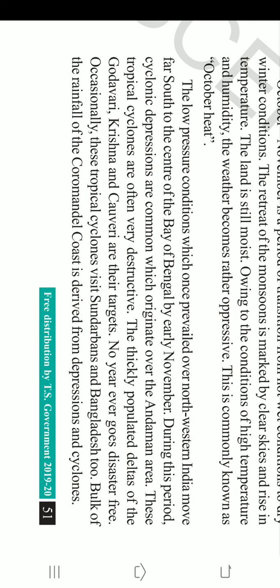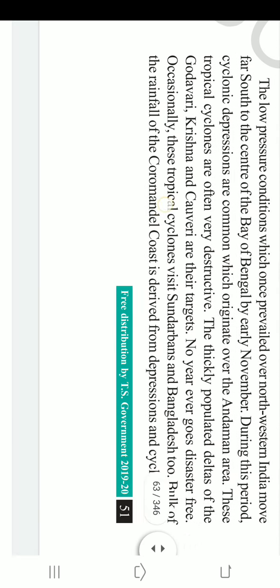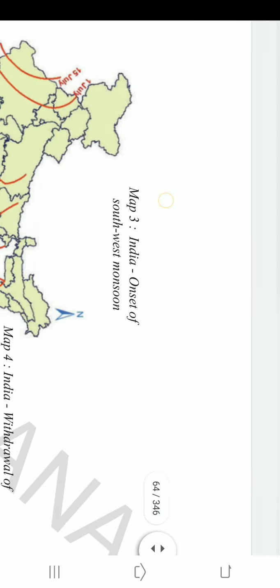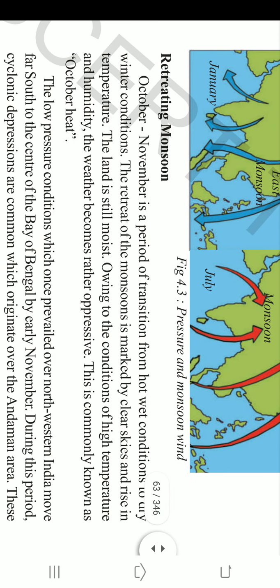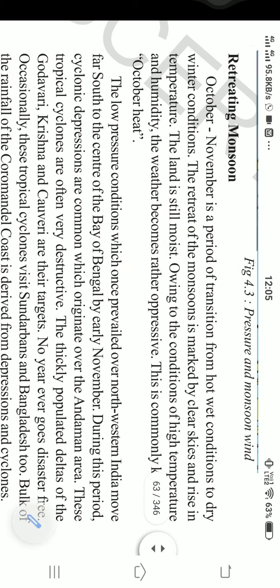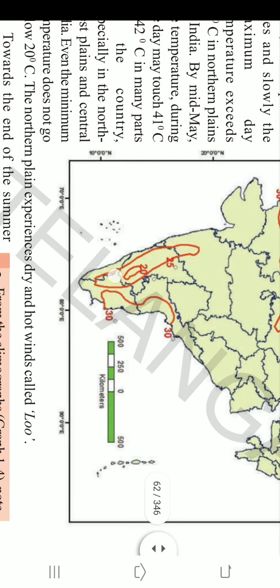Where do we see the Sundarbans? It is in Bangladesh instead. That is the Sundarban delta formed by the Ganga, and here we see that the bulk of rainfall is received by the Coromandel coast instead. The Coromandel coast of Tamil Nadu, my dear students. What I am saying here is that the Coromandel coast of Tamil Nadu receives rainfall.